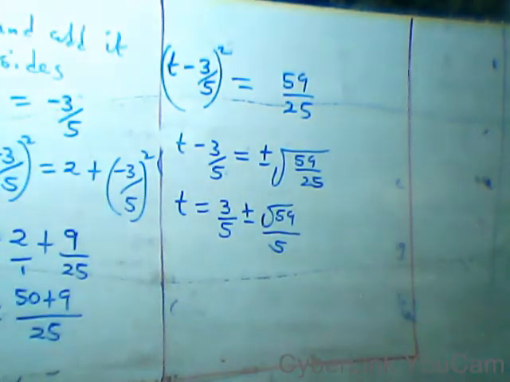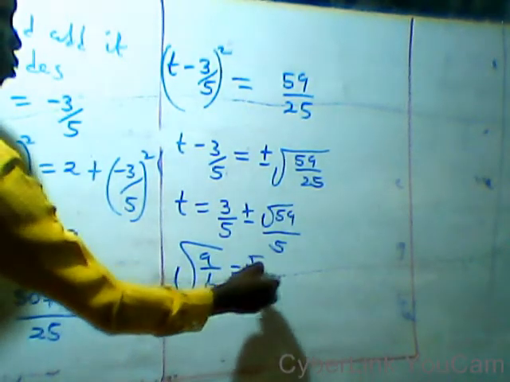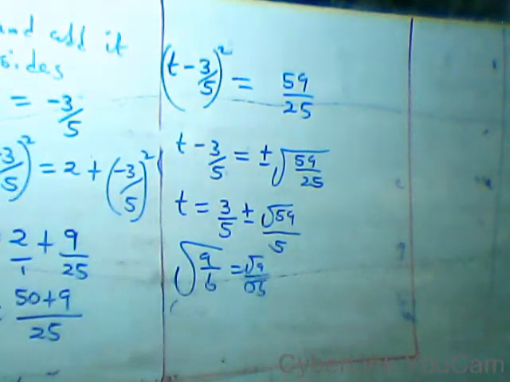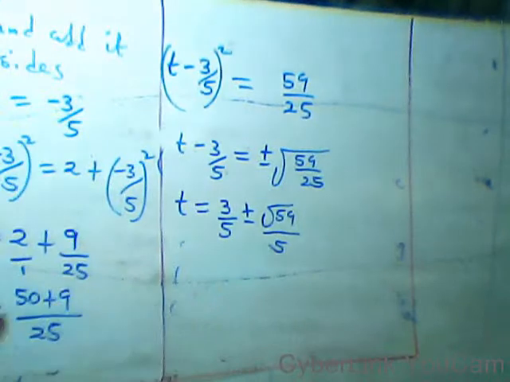Why am I doing that? I've told you that whenever you have square root of a over b, it is the same thing as square root of a over square root of b. And that's what I've applied here. Square root of 25 will now be 5. So you can now factorize the denominator.